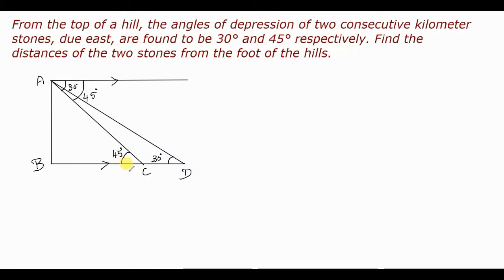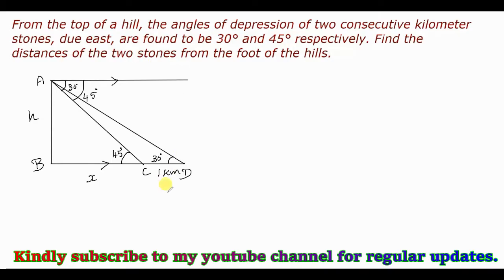Then they told us to find the distance of the stones, that is from B to C as well as from B to D, we have to calculate. Before that, the stones are consecutive stones in the question. So the distance between C and D will be 1 kilometer. Now let me take the distance from B to C as x, and the height of the hill I am taking as h. Now this is your diagram. Once the diagram is done, half the question is over. Now moving to the concept.